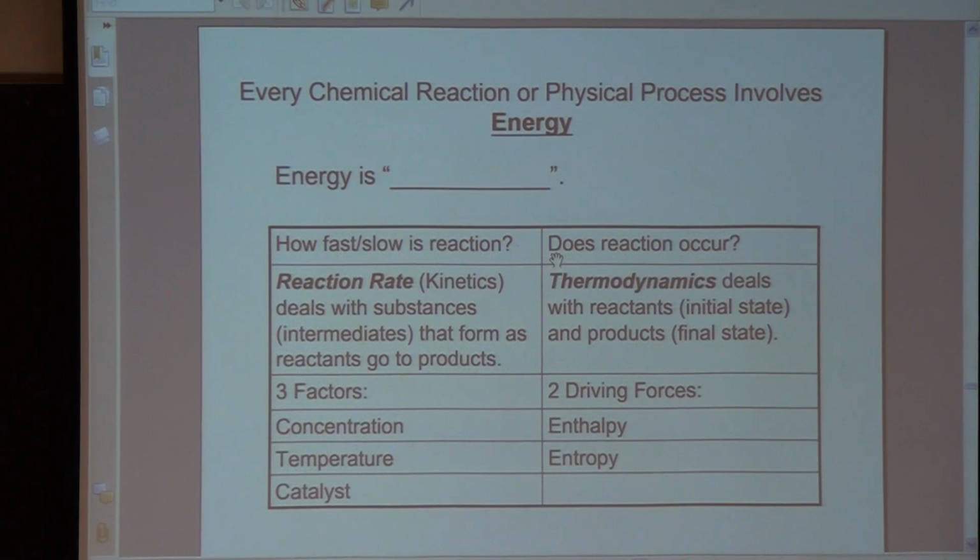Now in Chem1A, I'm not sure if you remember this, we said that energy also tells us whether a reaction occurs. This is the topic of thermodynamics. Thermodynamics talks about the reactants and the products, that is the initial state and the final state only, whereas reaction rates talk about what goes on in between the reactants and products. Going back to Chem1A, we said there are two driving forces for a chemical reaction: enthalpy and entropy.